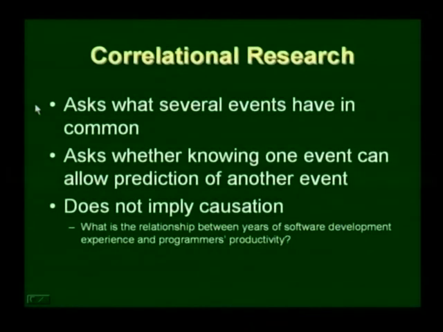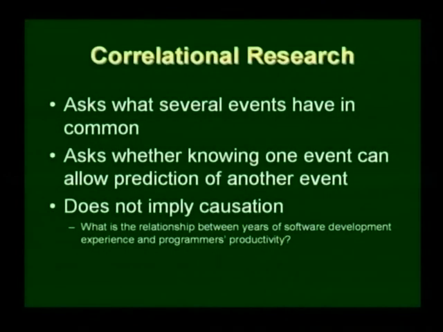The next type of research is called correlational research. Usually the questions in this type of research aim at finding out what several events have in common. It asks whether knowing one event can allow prediction of another event. If we knew one of the things, we should be able to predict the other one. But this type of research does not imply causation, that one event causes the second thing. It does not focus on that. An example would be the relationship between years of software development experience and programmers' productivity. So this type of research aims at correlational studies between two or more variables.